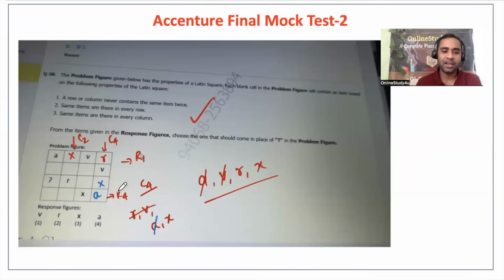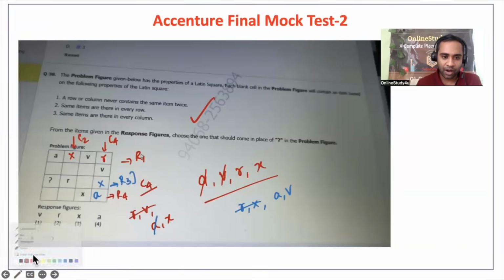Now I will move to row 3 to find out the value there. In row 3, we have R and we have X. Which two are available? A and V. So let us see now. I will try to put V here.